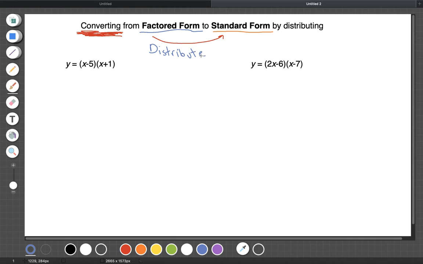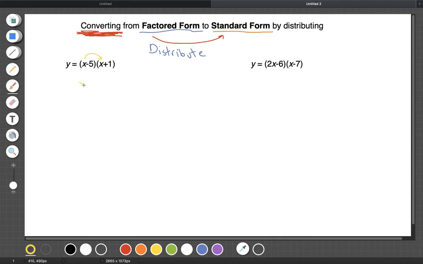Distribute. Okay. So the first thing you want to look at is, well, you have two, these are called binomials. There's two terms, so you're multiplying two binomials. You don't need to know that terminology, that's okay. But what that means is when you have a pattern that looks like this, well, you're just going to distribute twice. So you're going to start by going x times x.